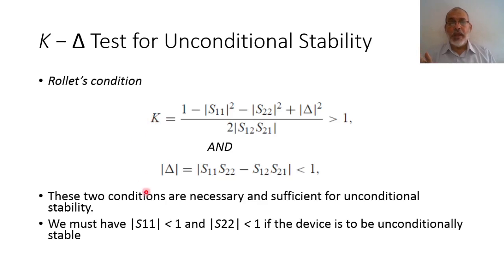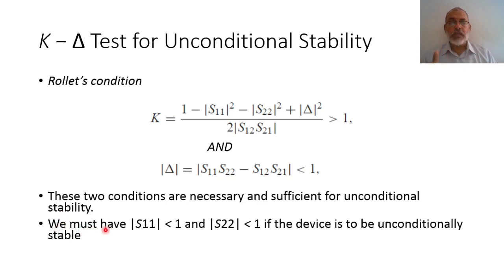But if any one of these two conditions is not satisfied, it would be conditionally stable, and in this case, we should determine the stability circle for the load and the stability circle for the source. From the stability circles of the load and the source, according to the value of S11 and the value of S22, we are going to determine which values of Z source and Z load will be stable and which values of Z source and Z load would be unstable. So these two conditions are necessary and sufficient for unconditional stability.